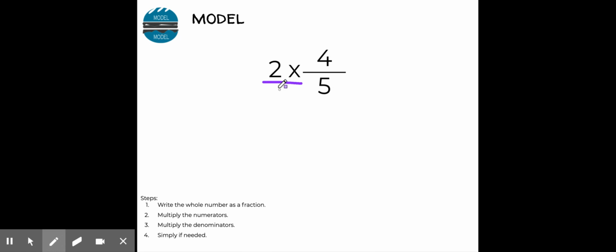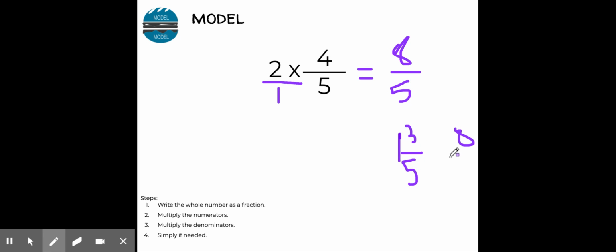I'm going to make the 2 a fraction, so I have 2 over 1. I multiply across. 2 times 4 is 8. 1 times 5 is 5. I need to simplify, so I ask myself, how many times can 5 go into 8? 5 can go into 8 one time. 5 times 1 is 5, but I have 3 left over. So my answer is 1 3 fifths. If I want to check my answer, my simplification, I can multiply 1 times 5, which is 5, 5 plus 3, which is 8, and I keep the same denominator.